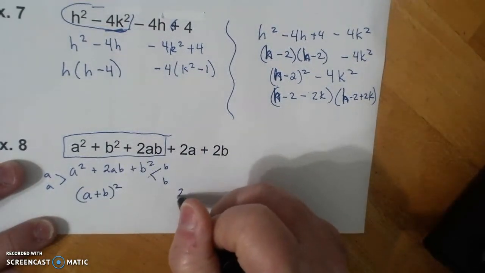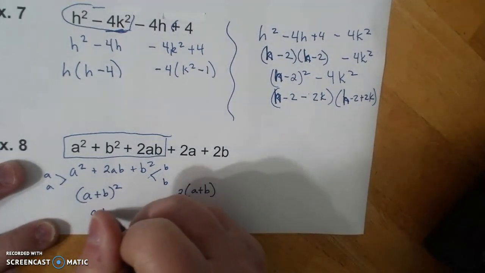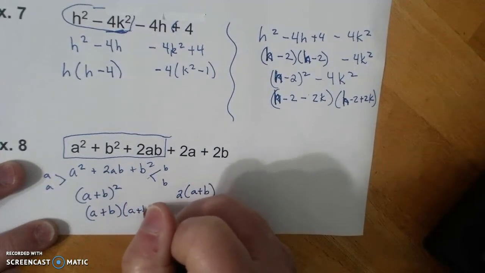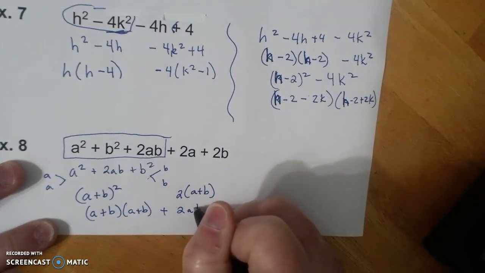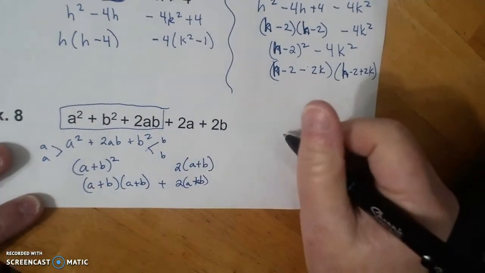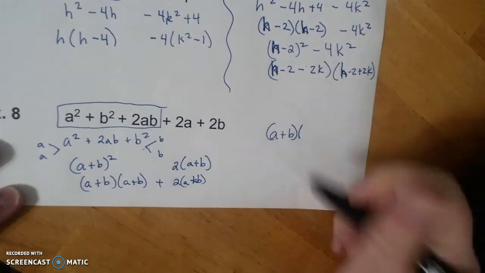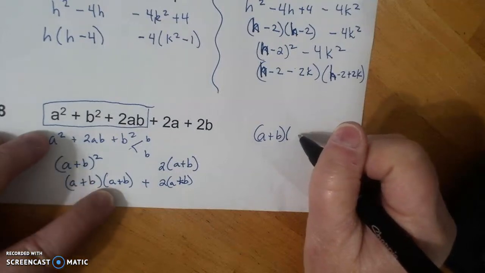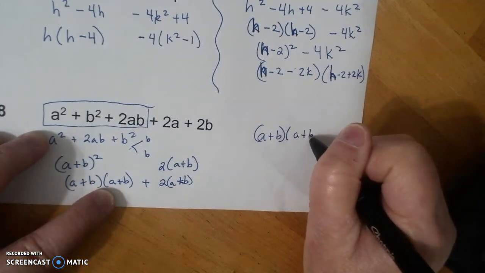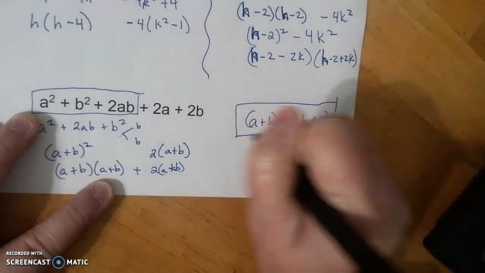And then this one is 2 times A plus B. And if I did this, it would be A plus B times A plus B plus 2 times A plus B. And then I would undistribute an A plus B. So it would be A plus B taken out, and I would have an A plus B plus 2, and that would be completely factored.